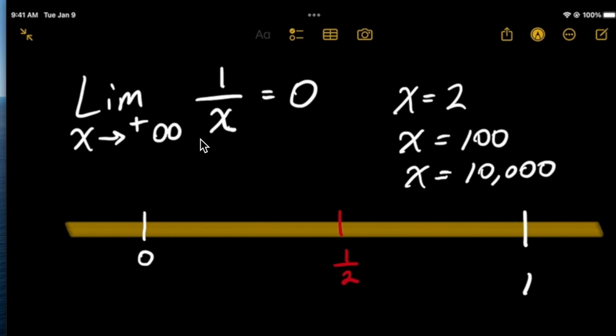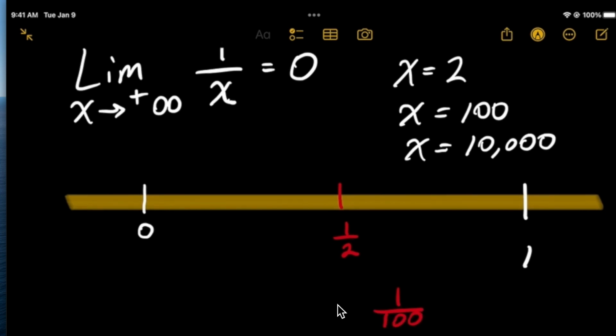Now, we're going to make the denominator bigger. We're going to make it 100. So now we're going to have 1 over 100. And it's easier to graph or to plot decimals on a number line. So I'm going to change this to 0.5. And now we're going to plot 1 over 100. That is 0.01. So if this is 0.5 here, 0.01 is going to put us closer to 0.